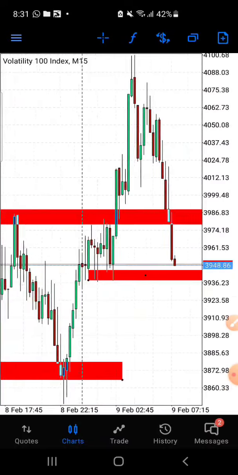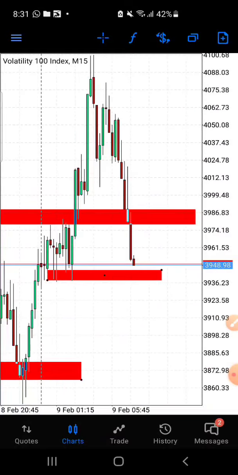So I'm going to be waiting. If I see any signal around here, I'm going to be making entry. If I do not see one, I will allow it to go. Not every time the price is retesting do you buy or sell. You should wait for the price to give you the signal or the entry point where you are going to make entry, so you avoid losses.